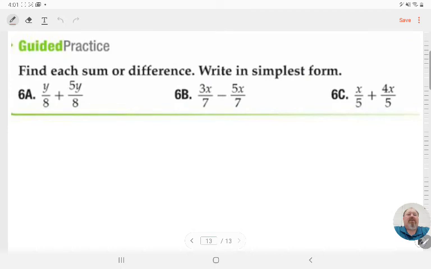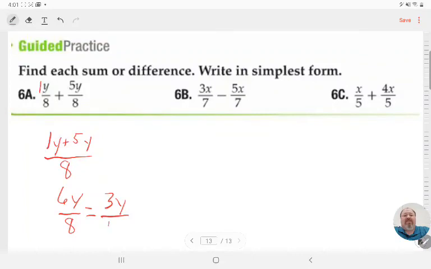We have a couple here to do. Let's do the first one together. We have y over 8 plus 5y over 8. They both have the same denominator, so we can add the fractions, and the variables are the same, like terms, so we can add those too. Don't forget that if you have a variable with nothing in front of it, the coefficient is 1. So we would have 1y plus 5y over 8, which would be 6y over 8. And then we can simplify by 2. 2 goes into 6 3 times, and 2 goes into 8 4 times. So 3y over 4.